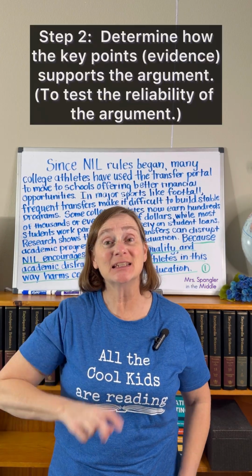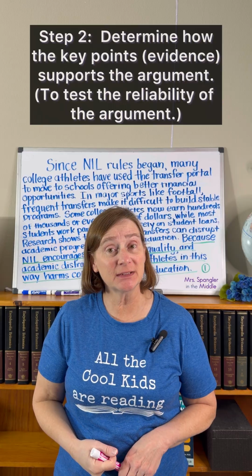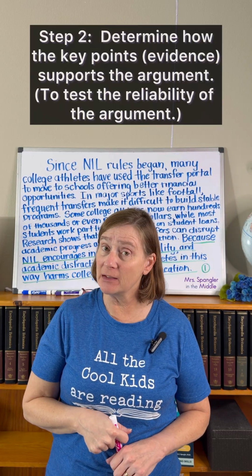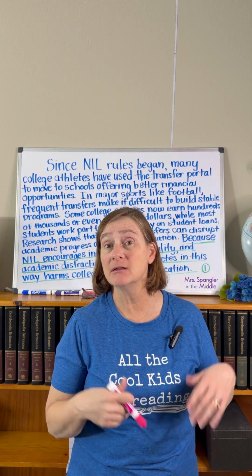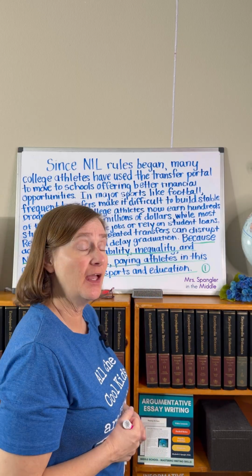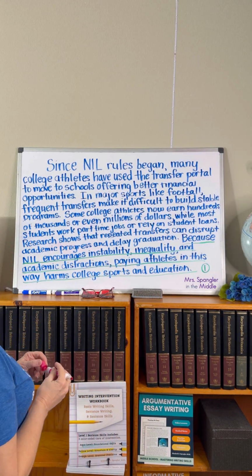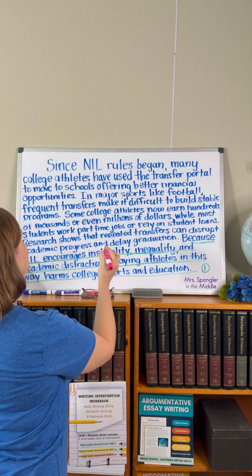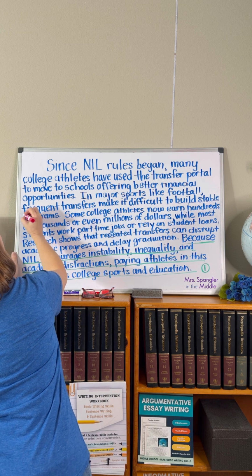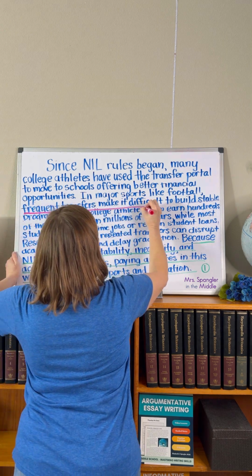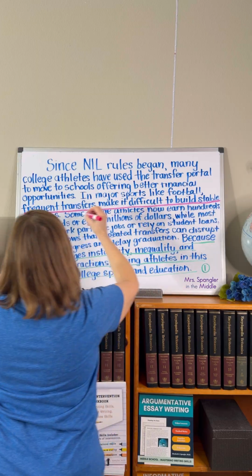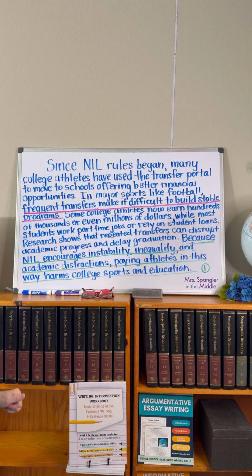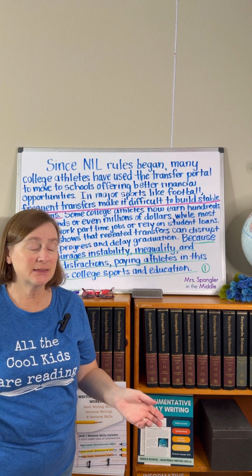Step two is to look for evidence that supports that claim and decide if it's relevant and sufficient. So let's look for the evidence. So, instability. Well, right here it says that frequent transfers make it difficult to build stable programs. That goes along with the instability.